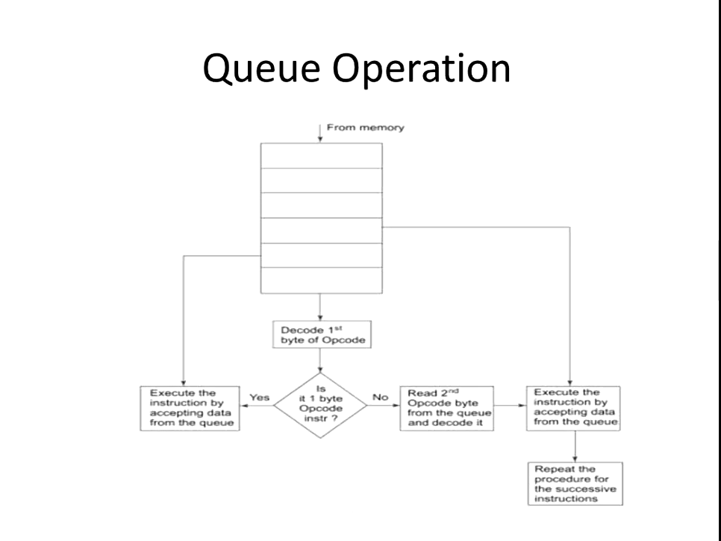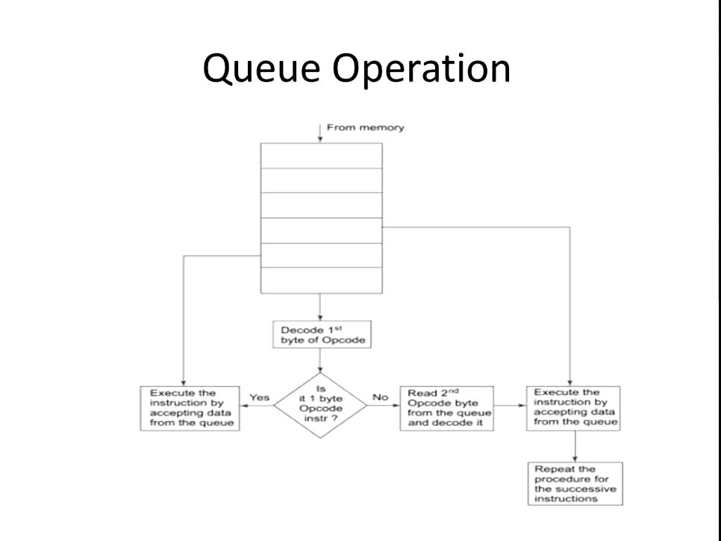So whenever this execution unit takes 1 byte from this instruction queue, it will check whether that instruction is a 1 byte instruction or a 2 byte instruction. If it is a 1 byte instruction, then it fetches the data and executes that instruction. If it is a 2 byte instruction, then again it goes to the instruction queue and fetches the next byte, and then fetches the corresponding data and executes the corresponding instruction. So this process will be repeated.